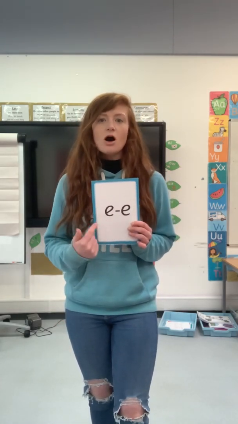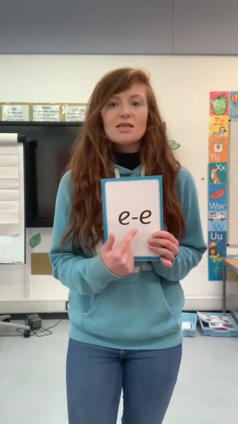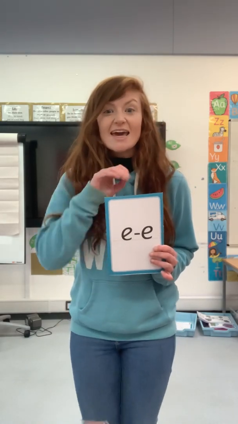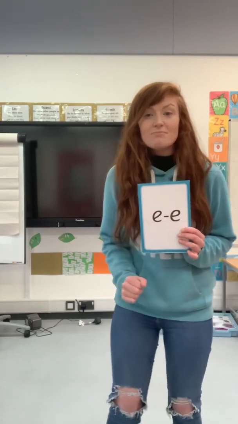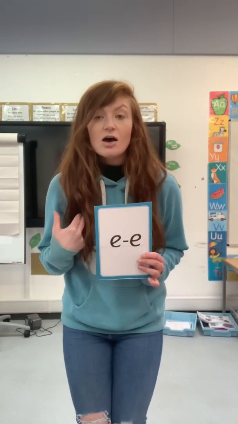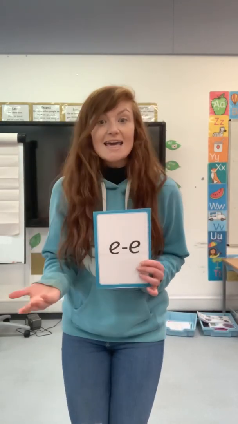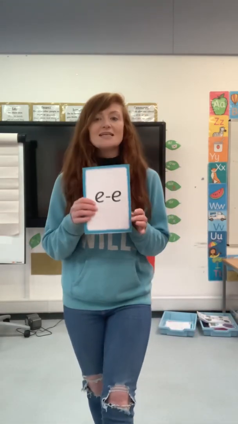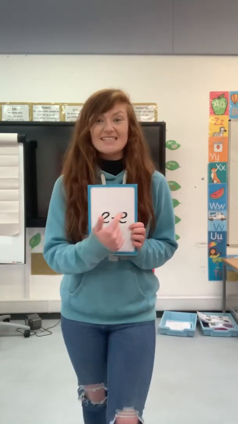I have to put another letter in between them, but they secretly still hold hands and they make the sound E. So can you say that sound for me? E. So when we see this side of the card, we're going to say, Eve and Steve, eat your peas. And when we see this side of the card, we're going to say the sound E. Let's see whether you can do it.